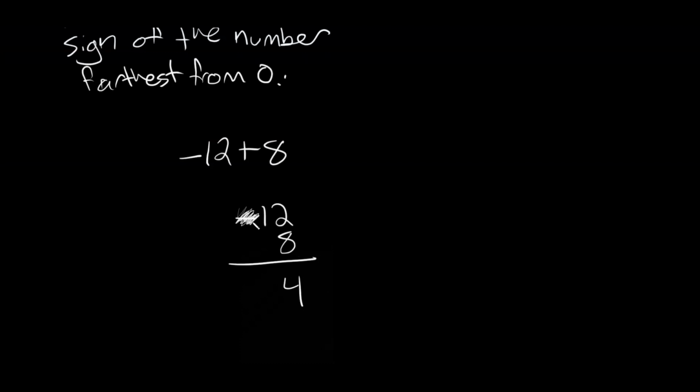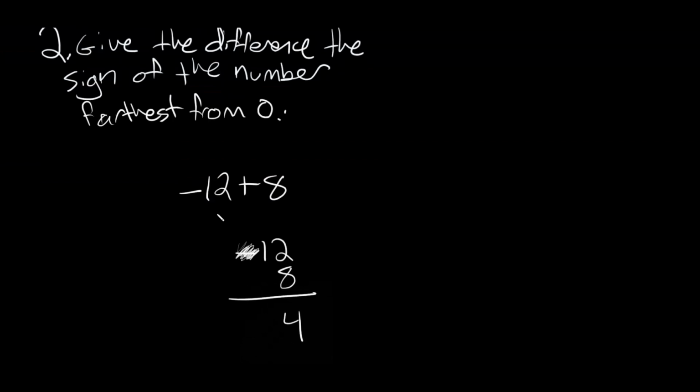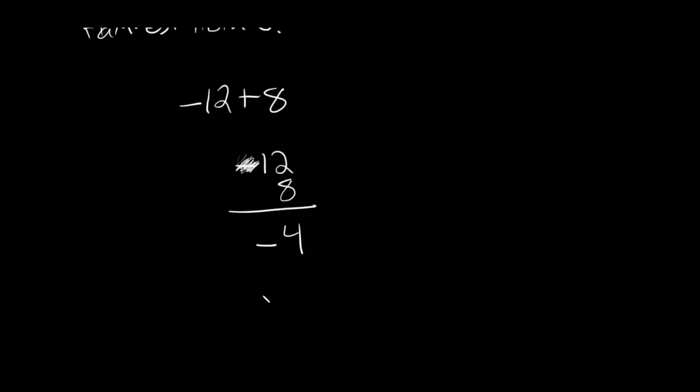But remember, this was a -12, so we're going to give the difference the sign of the number farthest from 0. And 12 is the number farthest from 0 because it's 12 away from 0, and 8 is 8 away from 0. And we notice here that 12 has a negative sign, so we're going to give this 4 a negative sign. And you could have tested that with a number line, and you would have got the same answer.